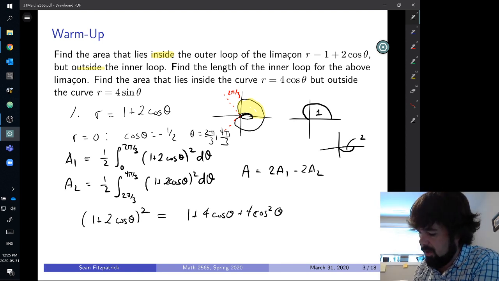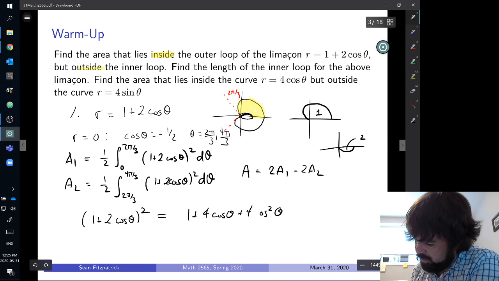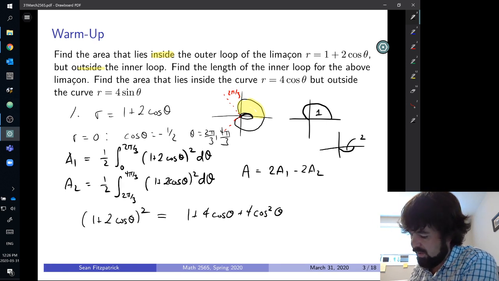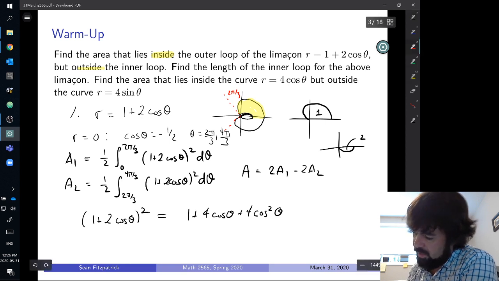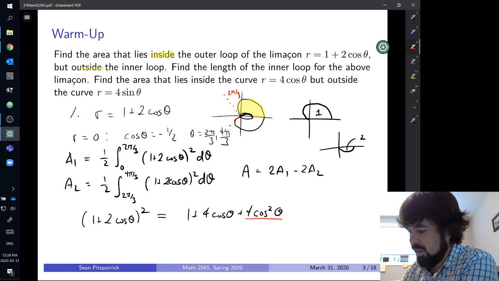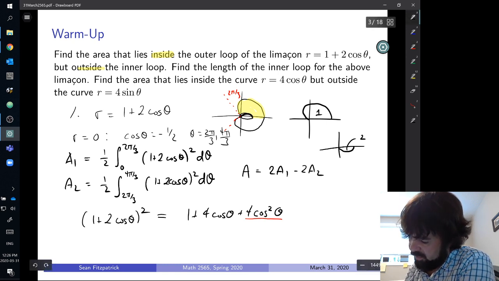Several people had trouble on the online homework for polar curves and parametric curves. Where they ran into trouble was forgetting that for this cos squared, anytime you have even powers of sine or cosine, you've got to use power reduction formulas for that.